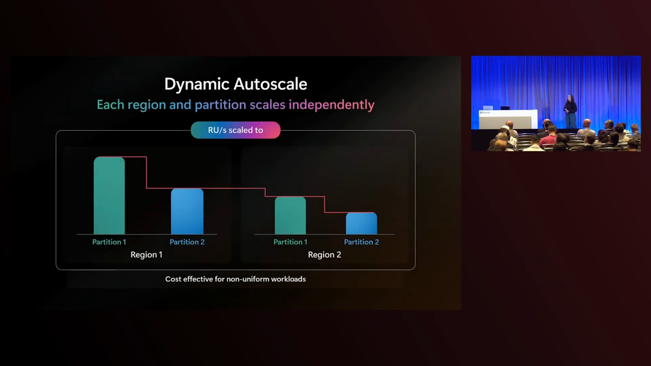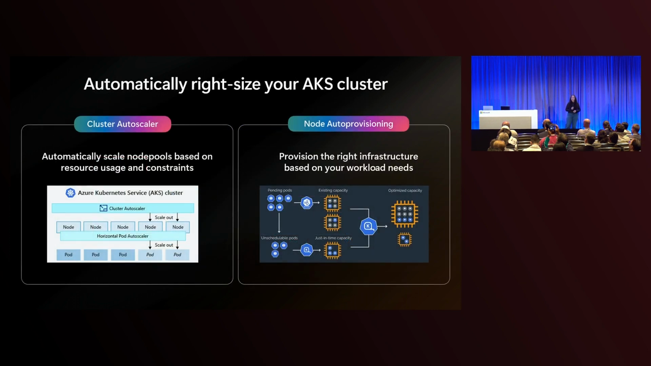So you may be thinking to yourself, okay, active-active sounds great, but it also sounds expensive. With Cosmos DB, you can use dynamic autoscale. With dynamic autoscale, each partition in each region can scale independently depending on the throughput that was actually consumed on that partition. This is cost-effective for non-uniform workloads because all of your partitions can scale based on their actual usage patterns.